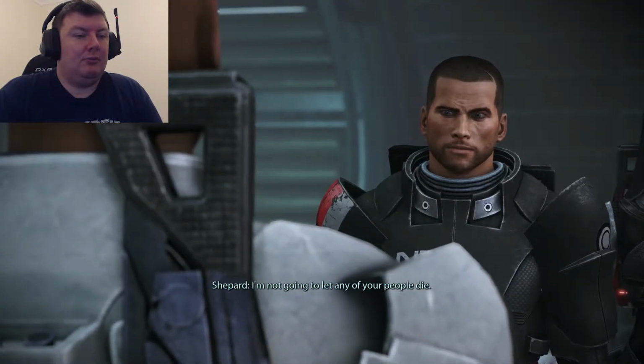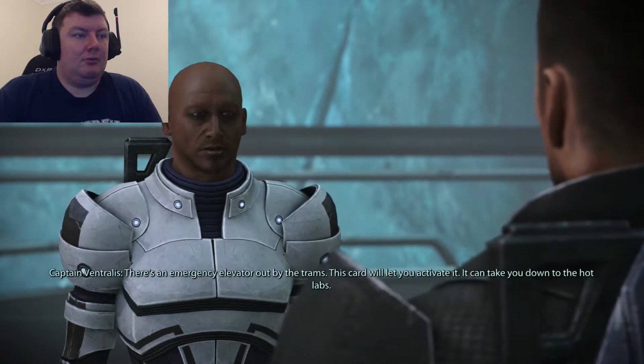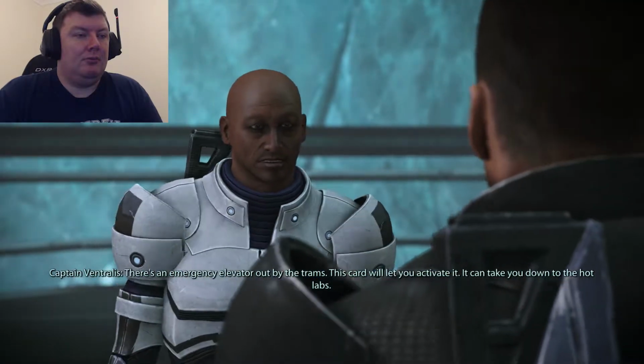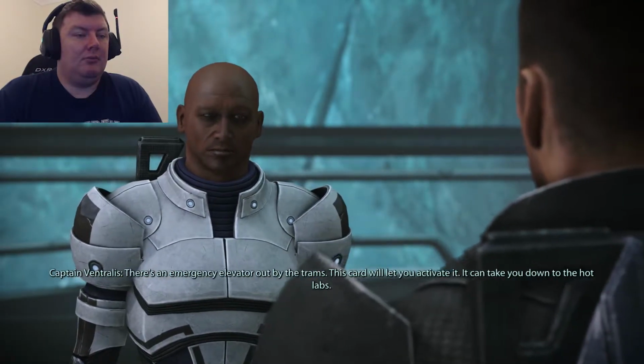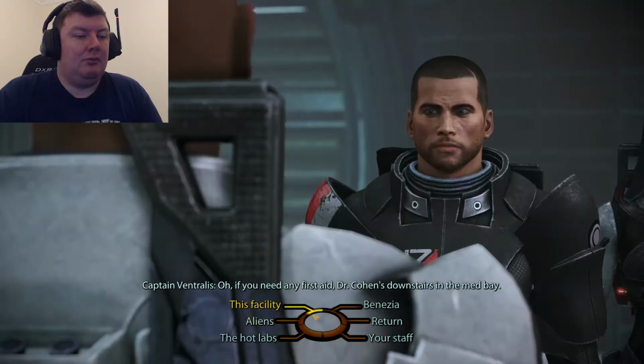I'm not gonna let any of your people die. All I can do is hold out here and protect the civilians. There's an emergency elevator out by the trams. This card will let you activate it. It can take you down to the hot labs. Oh, and if you need any first aid, Dr. Cohen's downstairs in the med bay.